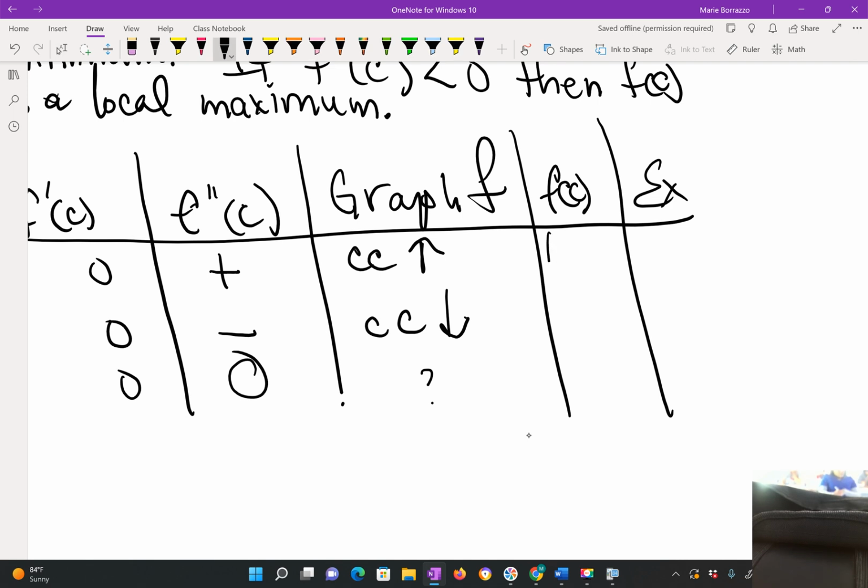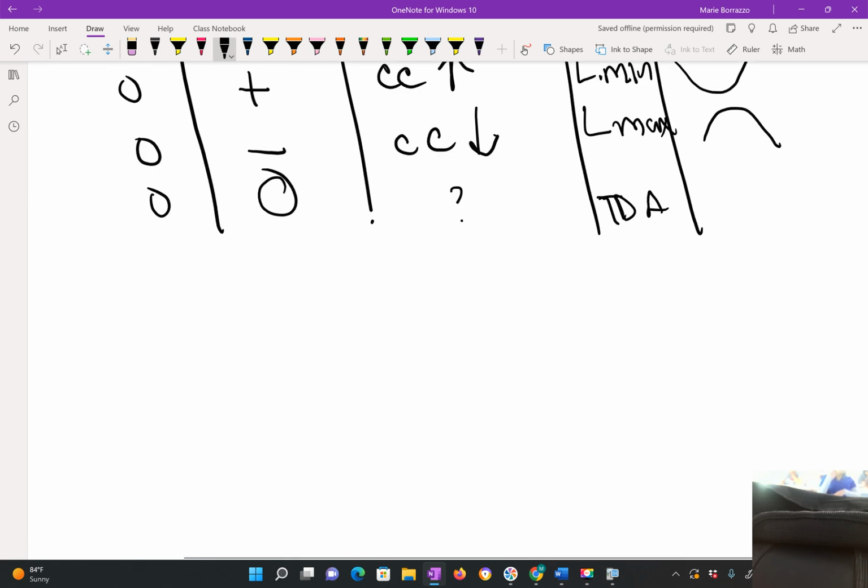So a local min for f of C, where you have basically something like a parabola going this way, a local max where you have perhaps a parabola going this way, and in this case the test does not apply. So let's do an example of each, and this is basically example 2. Okay, and example 2, I'll leave the graph there so you can see it.